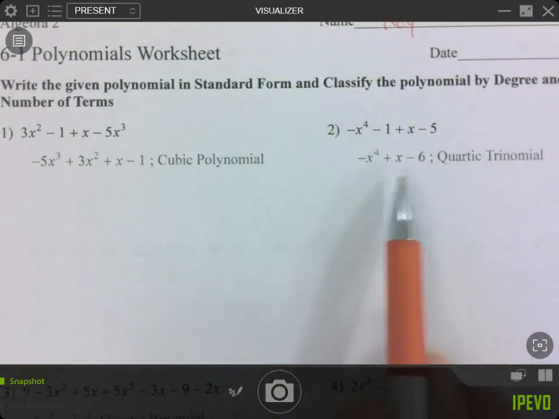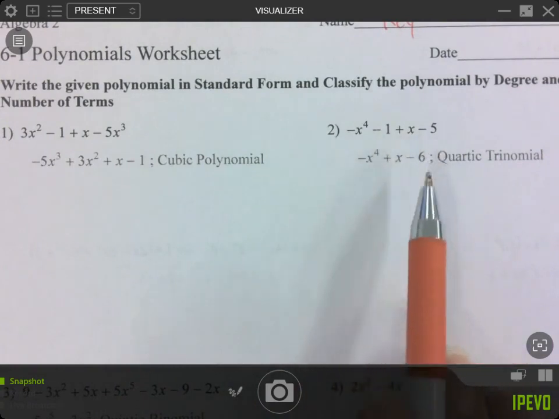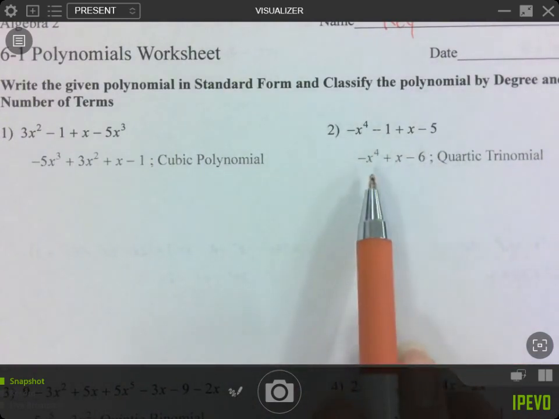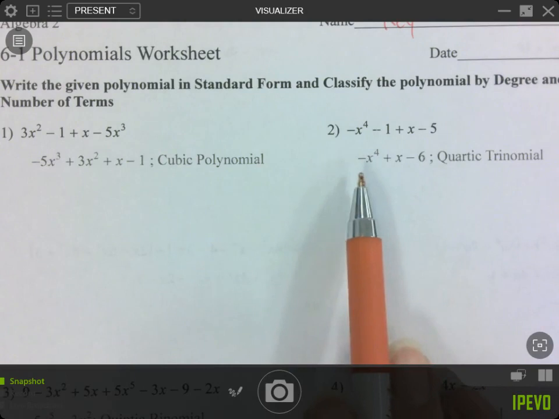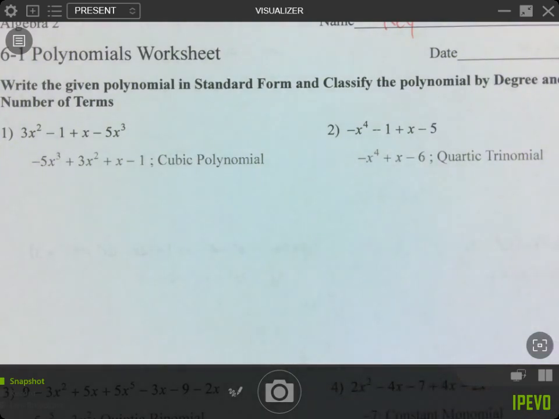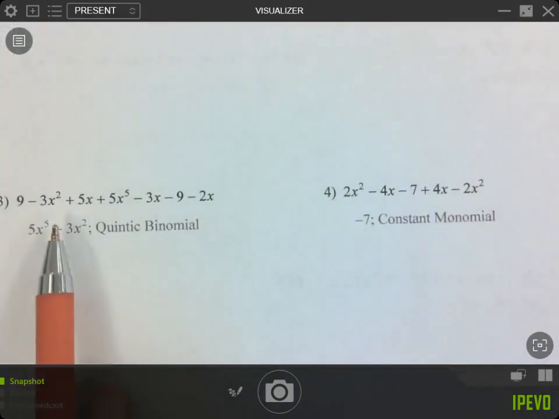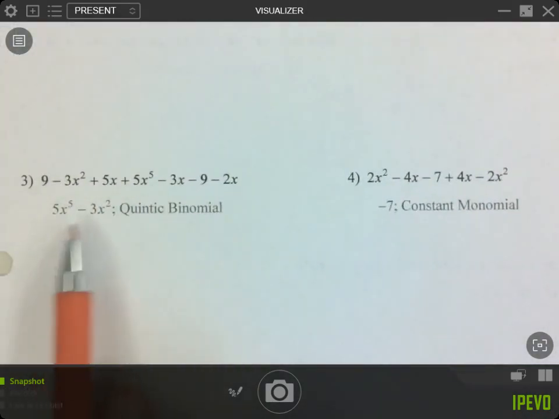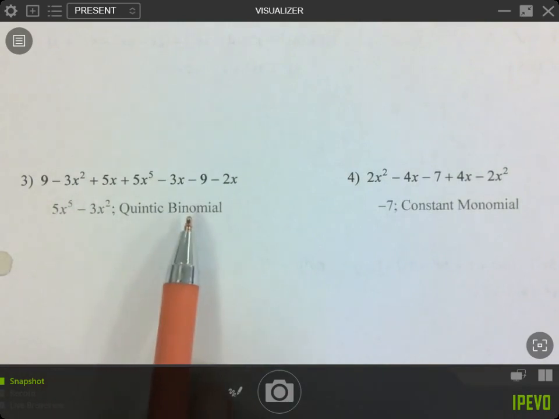This one, when we put it together, there were some like terms here. The constants came together. So quartic, because it's 4th degree, trinomial, because 3 terms. You need to make sure you know the difference between the name of the degree and the name of the terms. All right, once you got this one cleaned up, it only had 2 terms. Now, the highest degree is 5, so we call that quintic, but it's a binomial.